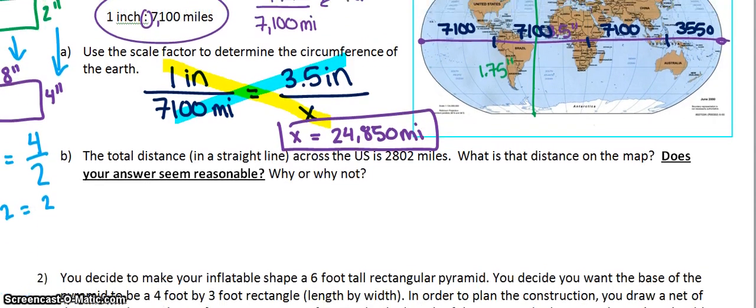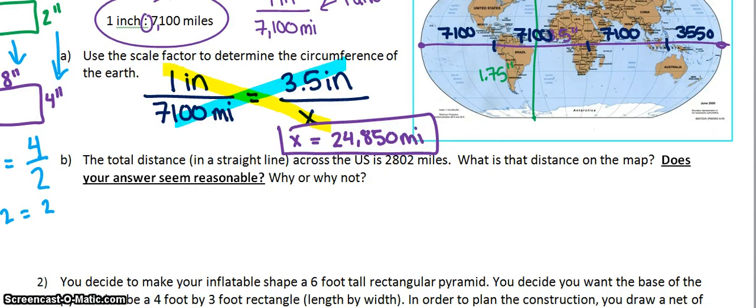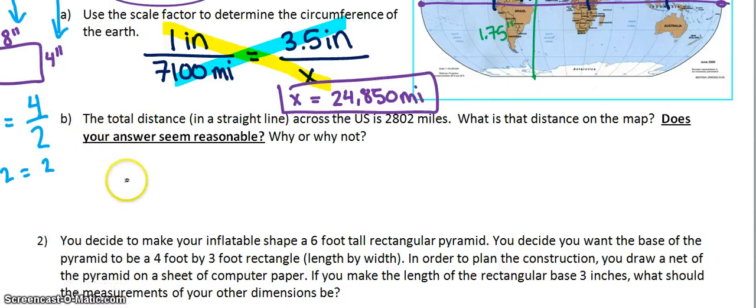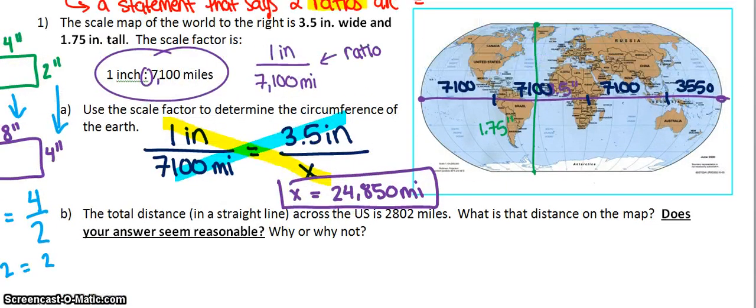Okay, but a proportion can be used in every single example, whereas the multiplication thing doesn't always work depending on what you're doing, such as part B. So the total distance across the U.S. is 2,802 miles. So if I find the U.S. here, the distance across here in real life is 2,802 miles. What it wants to know is how you would find the distance on the map given the scale.